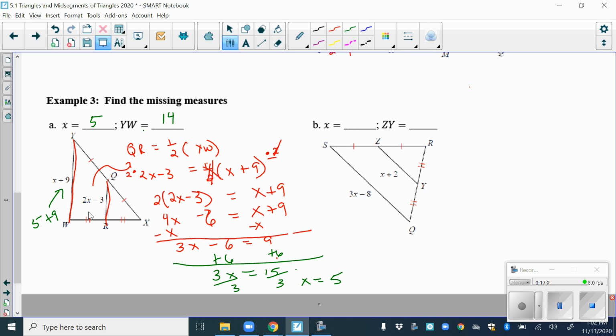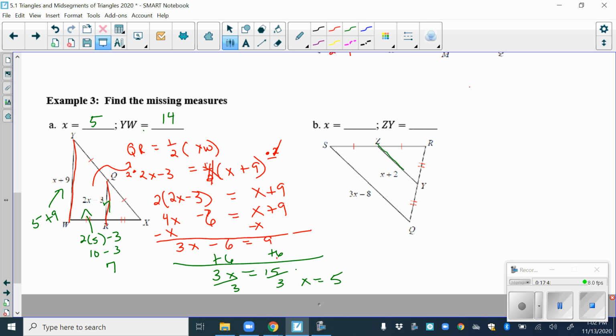You could do a double check. If you put 5 in here for x, 2 times 5 minus 3, 10 minus 3 is 7. So QR would be 7. Is that half of 14? It sure is. All right, next example.